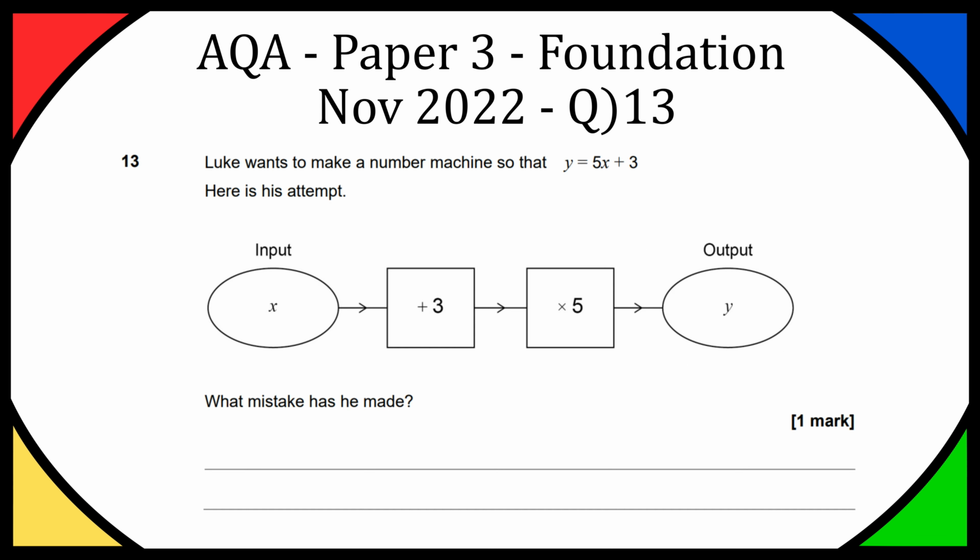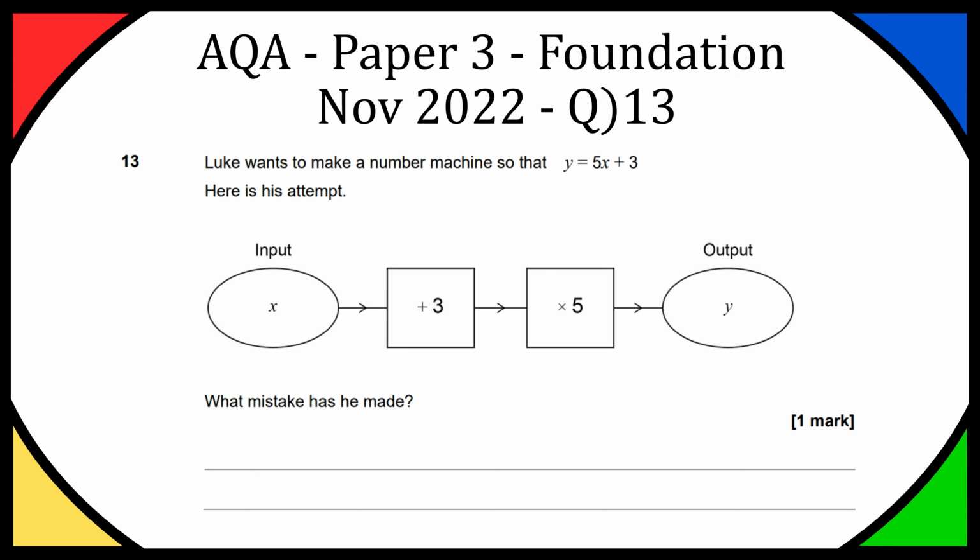Hey everyone, so we have an input output question here and it's question 13 and it says that Luke wants to make a number machine so that y is equal to 5x plus 3. Here is his attempt. So we've got the input of x and then he adds 3, times by 5 and puts that output equal to y. And input basically means the number you put in, so the original number, and the y is going to be the output, so the new number after it goes through the machine. What mistake has he made?